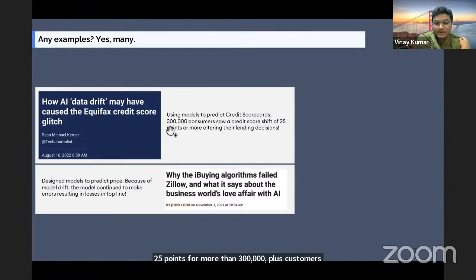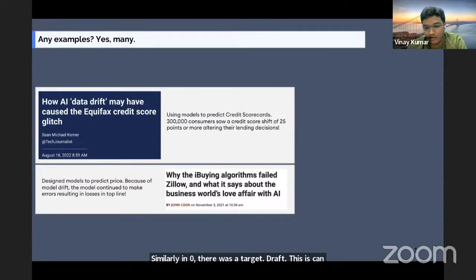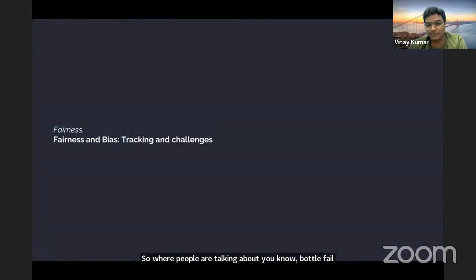This is one of the examples that got PR around it because it's a very large organization and a lot of parties are involved in these transactions. But this could have happened even in your case when you productionize the model, and you may not be aware of it unless you start monitoring those things. Similarly, in Zillow, there was a target drift. This can be proven to be a target drift scenario where the prediction models are not aware of the changes in the market, or not adapted or trained quickly enough to adapt to that change, which led to a wrong set of predictions and wrong bets, and a lot of losses for the business as well. There are many more examples nowadays where people are talking about model failures quite often. Model failures can cause a lot of financial and reputational damage as well.